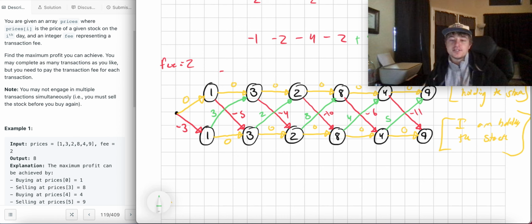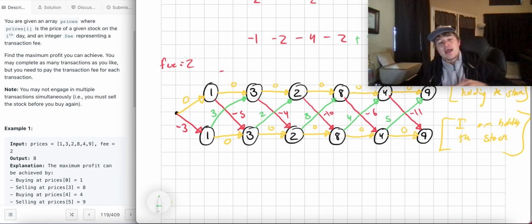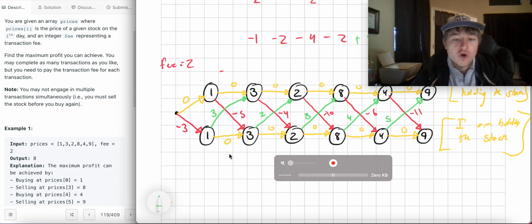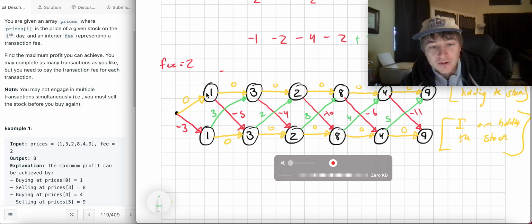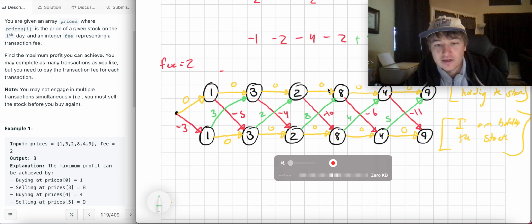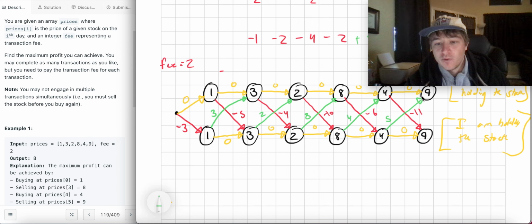So does this system better encapsulate the idea? Because before, what would happen is I could just keep selling. But now that we've separated the system, we've decoupled it into states where I am holding and I'm not holding. You'll notice that once I sell something, I have no choice but to buy again before I can sell again. I don't have any green edges traveling out of these nodes because I'm not holding any stock. So as soon as I buy a stock, then I have the freedom to decide when I sell again.